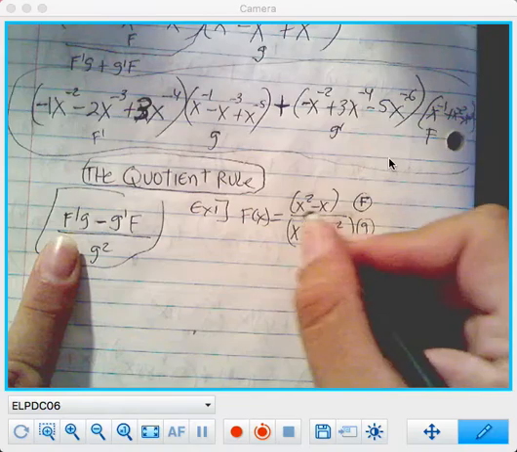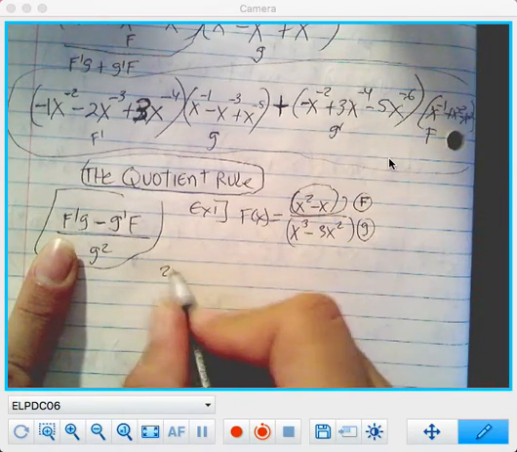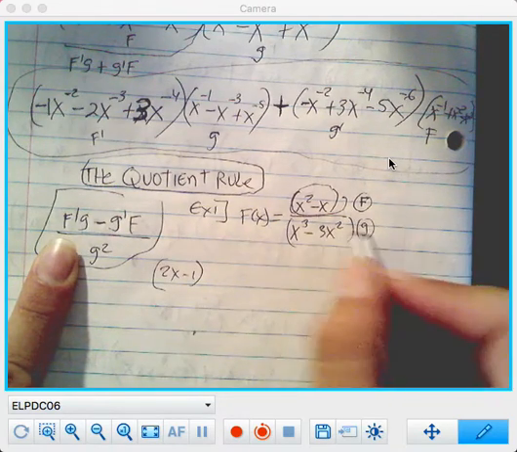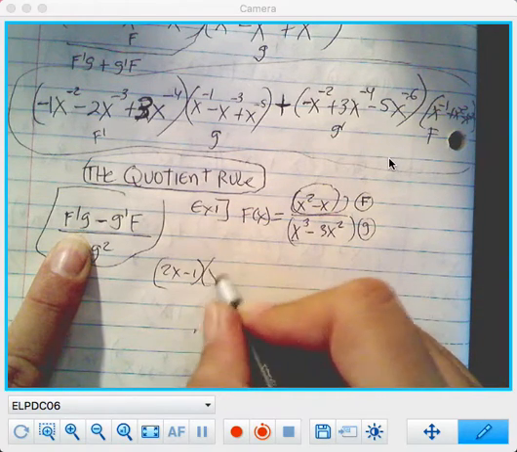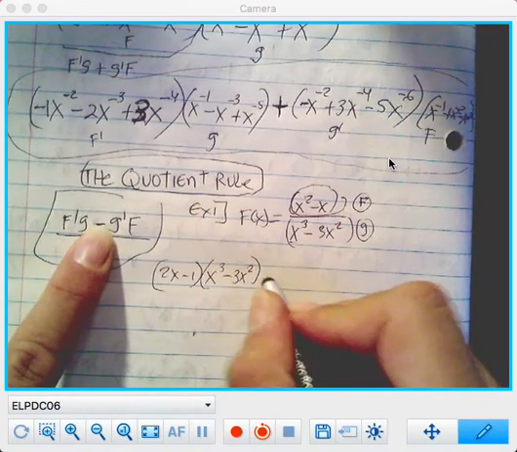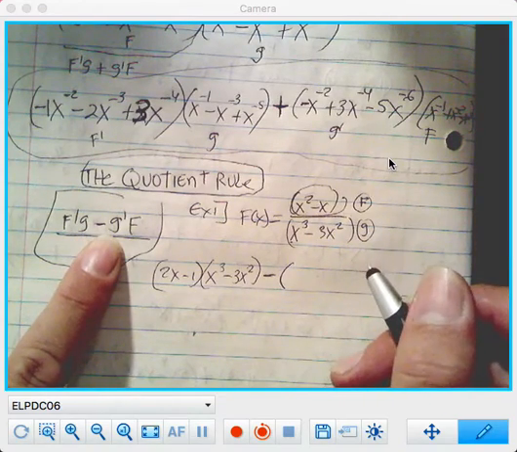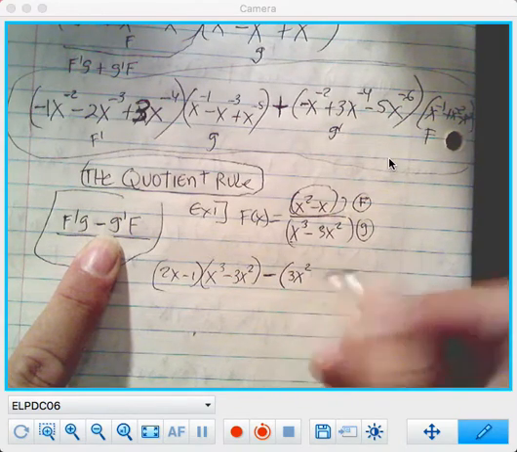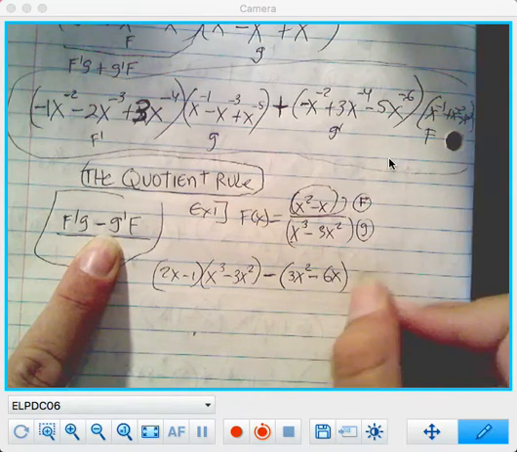So the derivative of f, that means the derivative of the top. The derivative of the top will be 2x minus 1, right? And then multiply it times g. This is g. So x cubed minus 3x squared. What do I have next? Minus, open parentheses because that minus is going to change everything. Then is the derivative of the bottom, g. So I get 3x squared minus 6x.